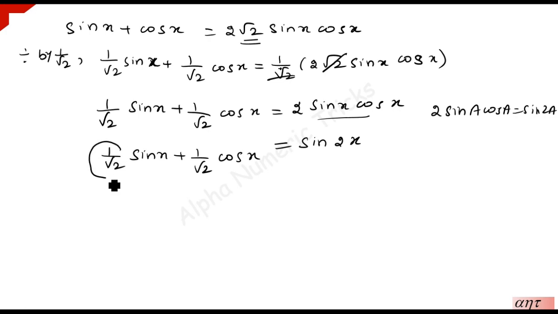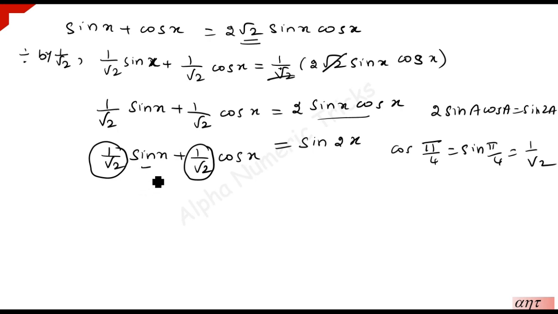But what value of sine and cosine gives 1 by root 2? That is pi by 4. Cosine pi by 4 is equal to sine pi by 4 is equal to 1 by root 2. So here we take sine alternatively, and we take it to cosine here.